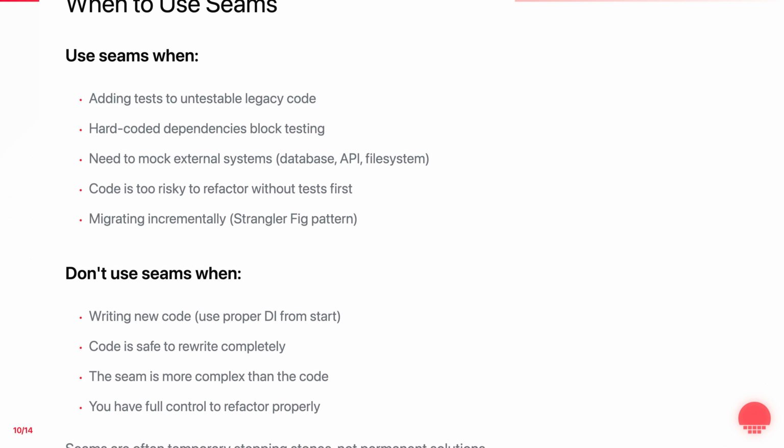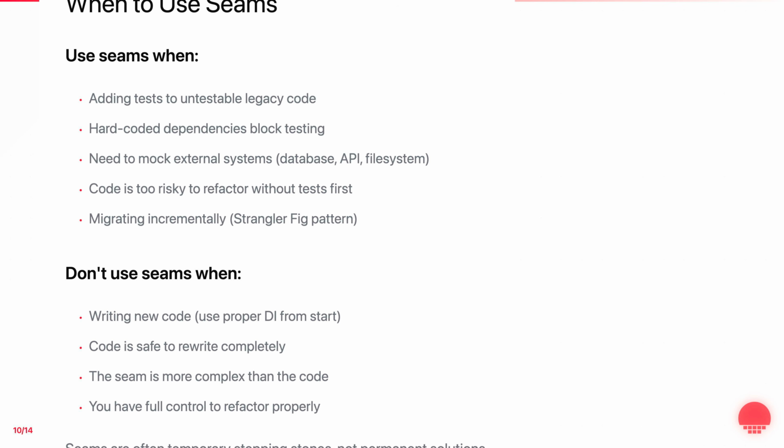When should you actually use seams? Use them when you're stuck in that catch-22. You need tests to refactor safely, but the code is untestable. They're perfect for mocking hard-coded dependencies or migrating legacy systems incrementally. But here's what's crucial. If you're writing new code, just use proper dependency injection from the start.